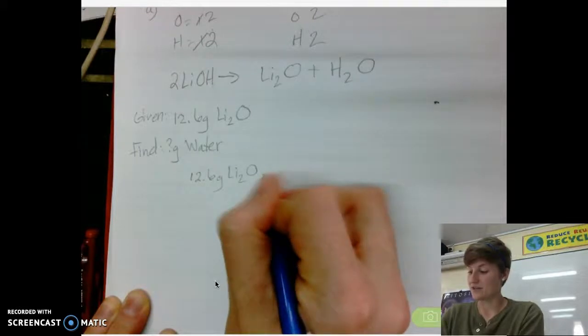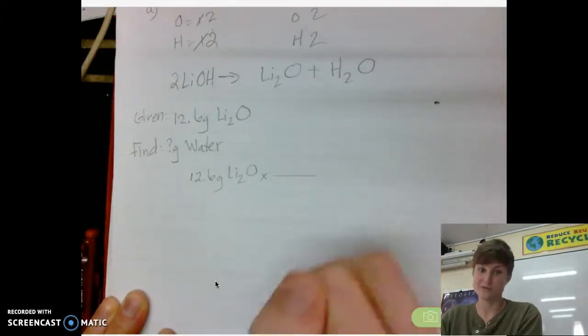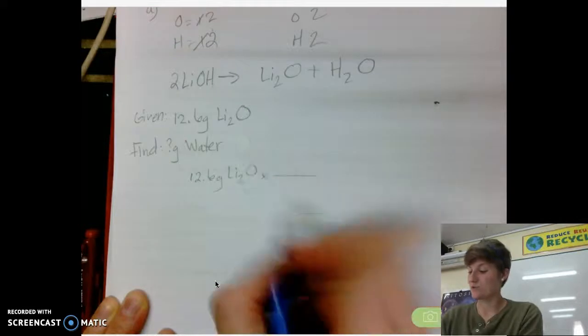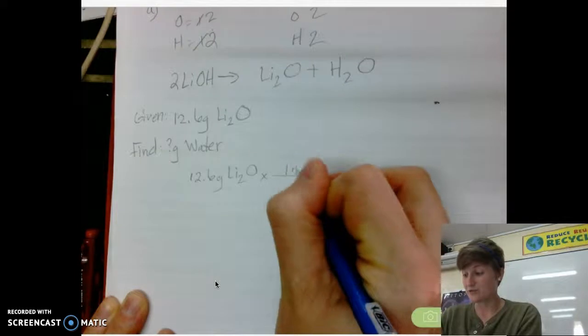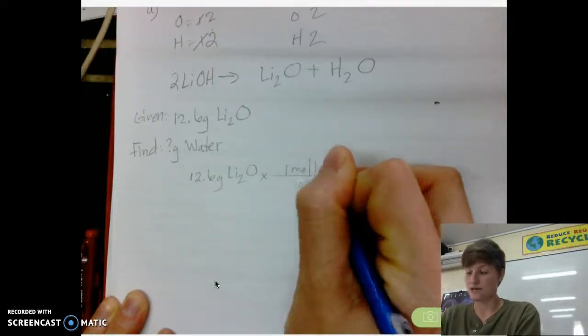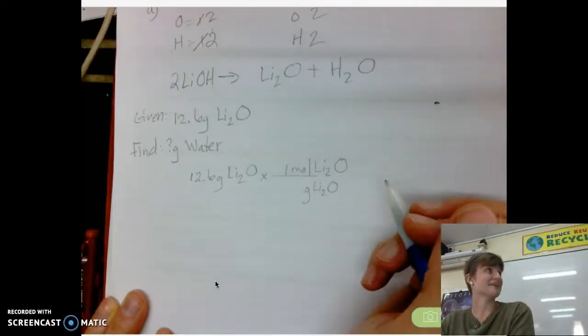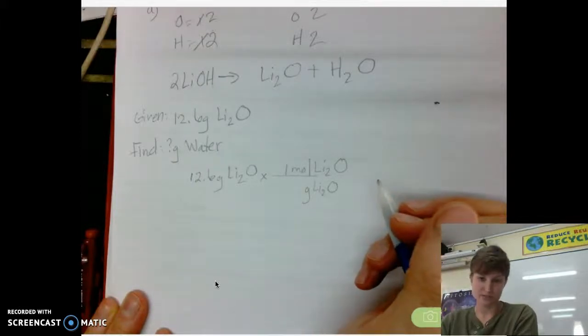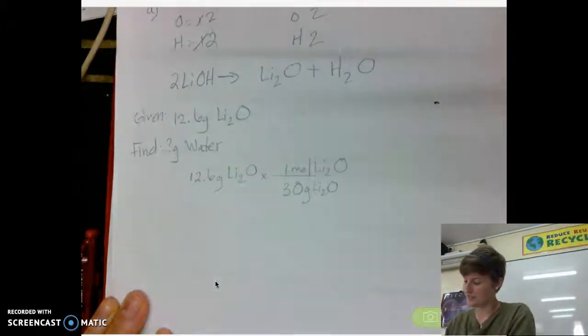And then not using the magic number. If you understand and get the same answer, then you can use the magic number. Otherwise, use this method. So I need to have grams of lithium oxide, and I need to convert this to moles. So I know 1 mole of any compound equals its molar mass. So lithium, let's see, is 6.9, so we'll say 7. 7 times 2, 14, and oxygen is 16, so that would give us 30. And I can double check on the calculator.